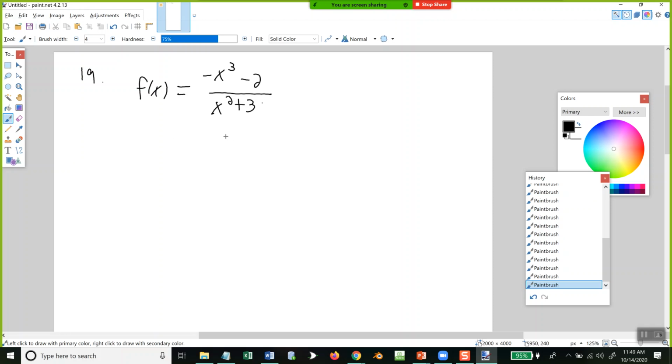Degree of the top is 3. Degree of the bottom is 2. So degree of the top is exactly 1 larger than the bottom, so it has a slant asymptote. I'll do my long division, putting 0 placeholders for my missing powers.